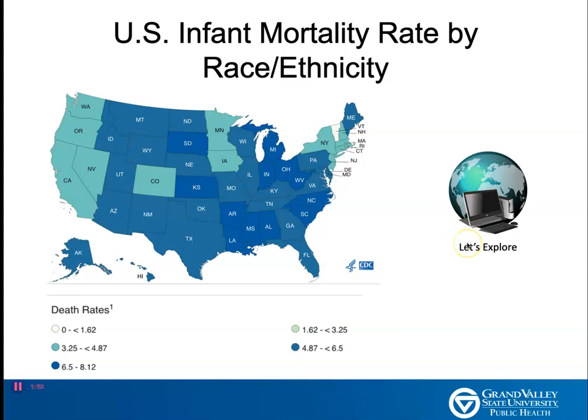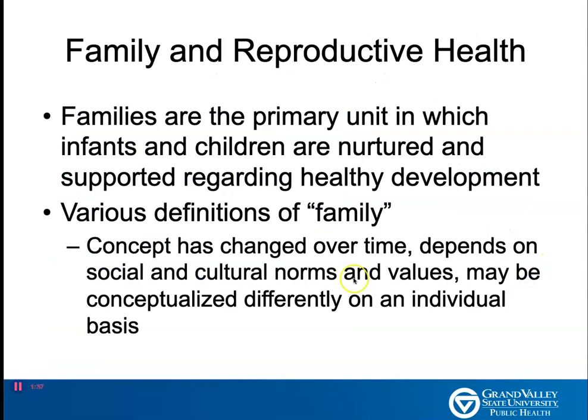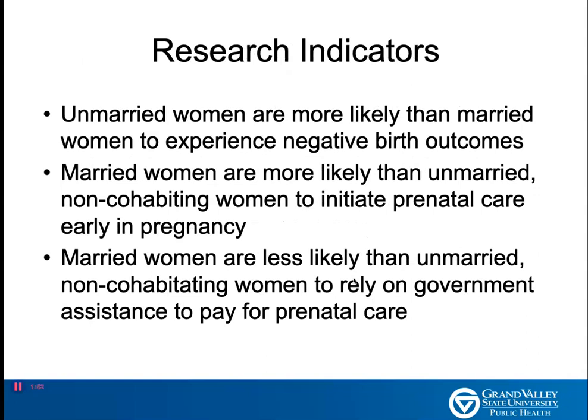Then think about how we deal with that mortality rate. We talk a little about reproductive health, looking at how we nurture and support, and what those services look like. There are so many services; we could probably do an activity on this alone. Research indicators, just a couple: unmarried women are more likely than married women to experience negative birth outcomes, like low birth weight and problems giving birth. Not having the resources necessary for good prenatal care are just a few examples.